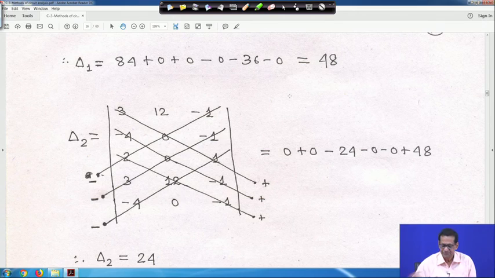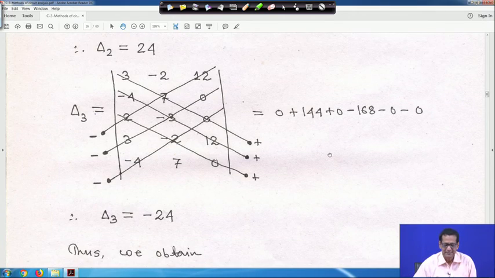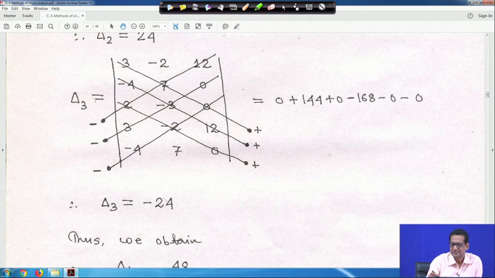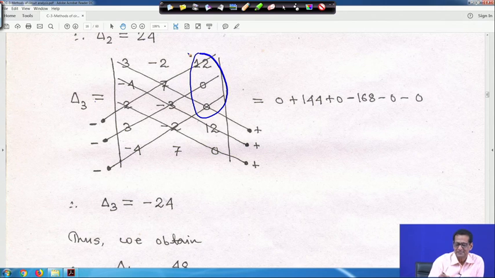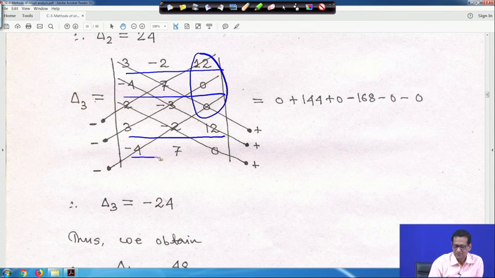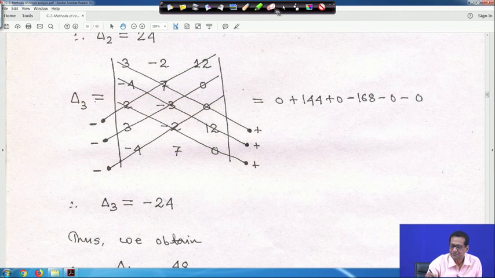Similarly, delta 3 also in a similar way you compute. So, for delta 3, the last column of the 3 into 3 matrix you replace by this, the rest of the elements of the matrix will remain same, right, and repeat the first two rows here. So, first two rows repeated, 3 minus 2 12 and minus 4 7 0, all these things repeated, and follow the same thing for computing delta 3, and you will get delta 3 is equal to minus 24, right. So, once you got this, let me clear it.